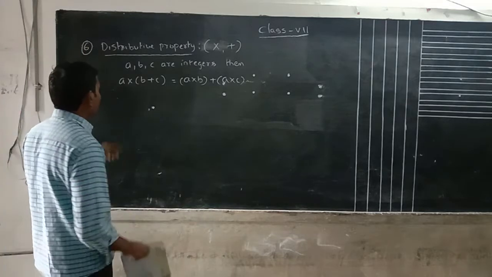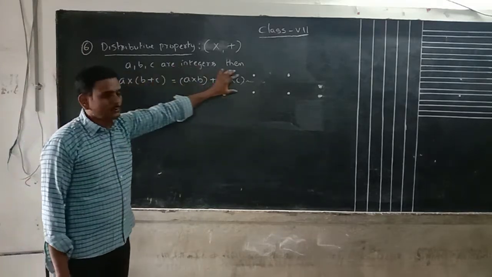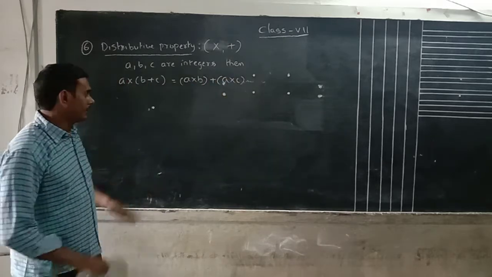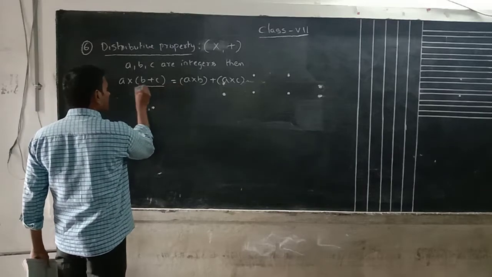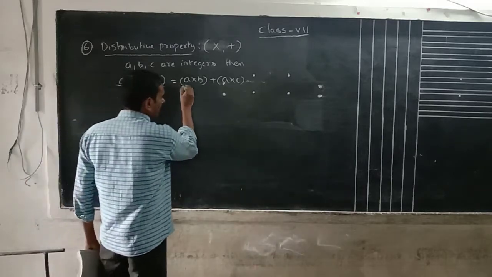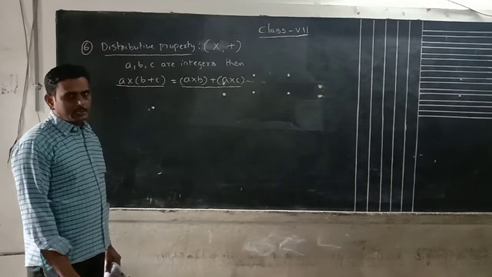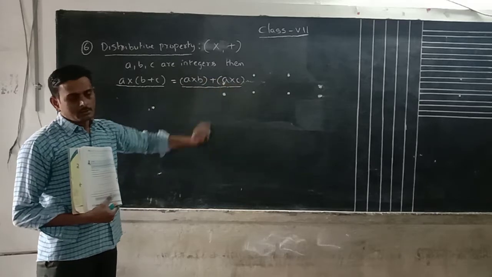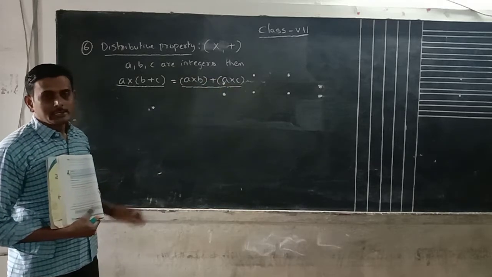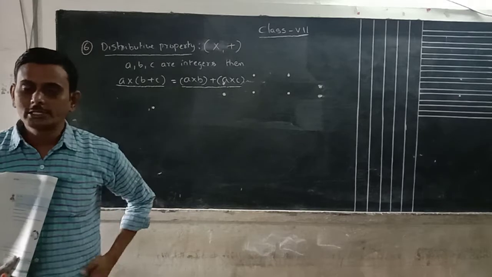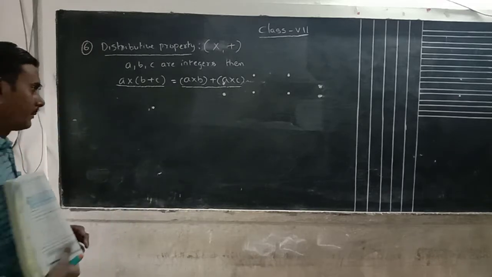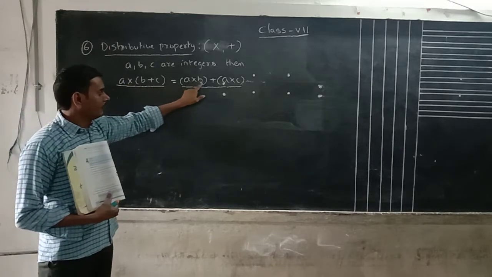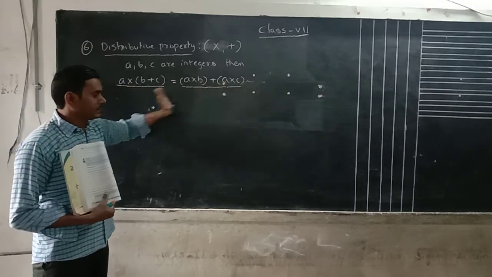Now what is the property? Whenever a condition is given to you, there is a multiplication and addition combination on the left side, equal to, and on the right side also we have an addition and multiplication combination. We take a, b multiplication, and a, c multiplication. That is the distributive property: a into (b plus c) equals a into b plus a into c.